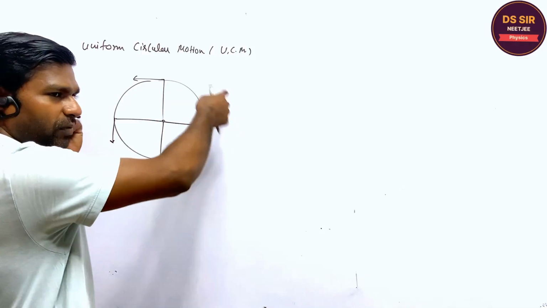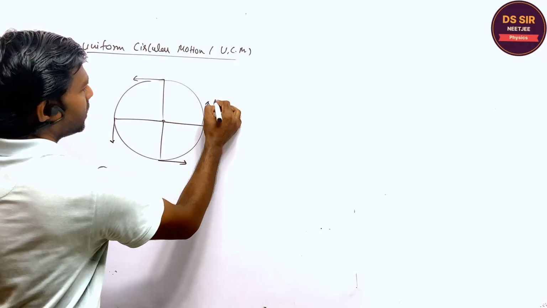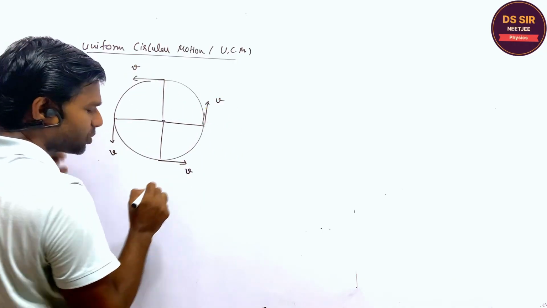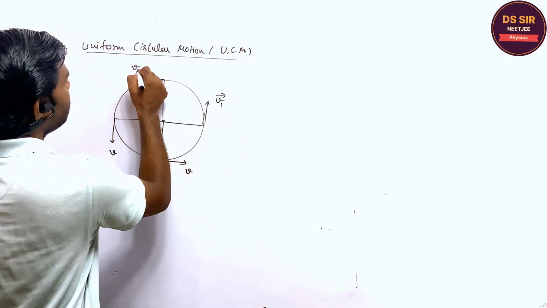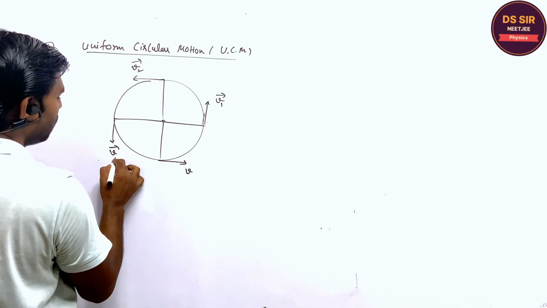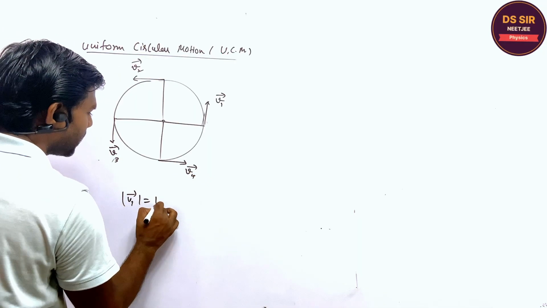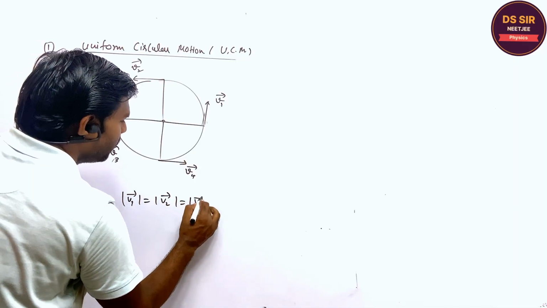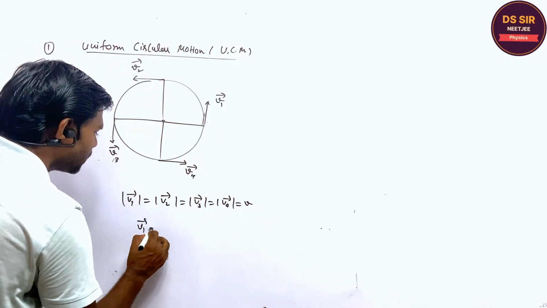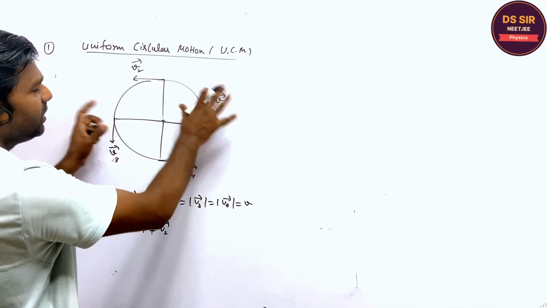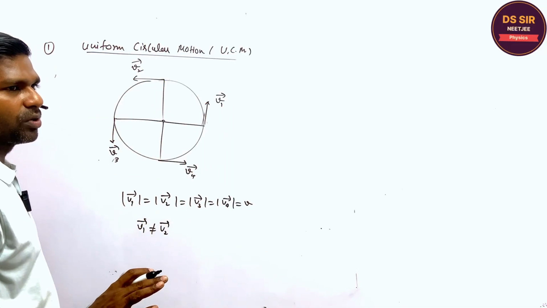Listen. When a particle moves in a circle with constant speed, the motion is called uniform circular motion. In this case, the speed of the particle remains constant. But since the direction is changing, the velocity vectors are not equal, although their magnitudes are equal. V1, V2, V3, V4, V5 are equal in magnitude, but their direction is not the same. That is why these velocities are not equal. Do you understand this or not?